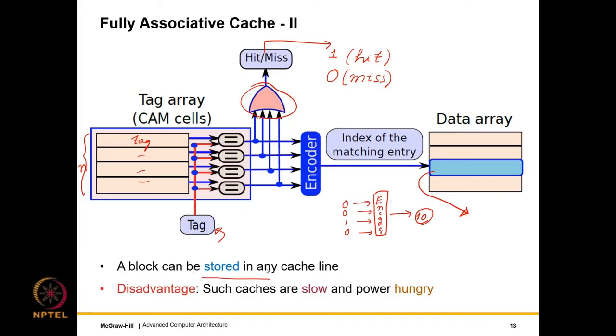So what's the key idea? A block can be stored in any cache line. The disadvantage is that such caches are slow and power hungry, and we would typically not want to use such fully associative caches. The reason being that in terms of power and performance, the trade-offs are quite adverse. However, there are a couple of structures in which they are still preferred, but these structures are small. They are not as large as 64 kilobytes, that is way too large. But these are much smaller, so they would have maybe 16 or 32 entries. In that case, a fully associative cache is preferred, only if it's small.